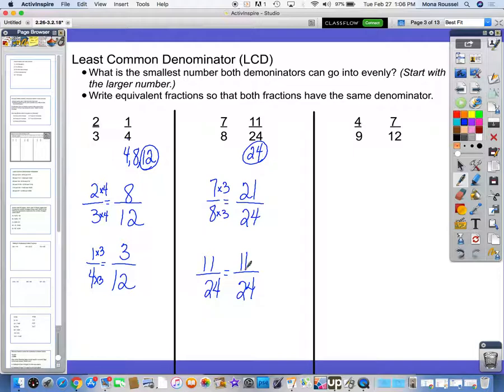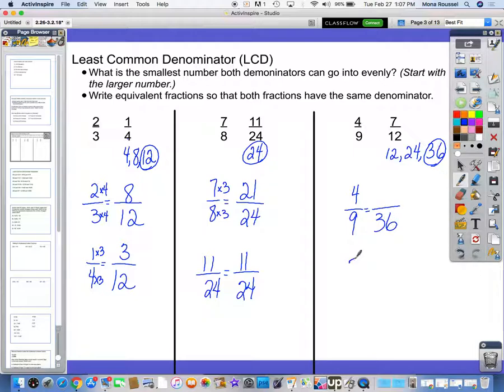In our third example, we have the denominators of 9 and 12. 12 is the higher denominator, so that's the one we're going to start with. It's the larger one. So we list its multiples until we find one that 9 can go into evenly. The first multiple of 12 is 12. 9 cannot go into 12 evenly, so we go to 12 times 2, which is 24. 9 cannot go into 24 evenly, so we go to the next multiple of 12. 12 times 3 is 36. 9 can go into 36 evenly, so we will use the least common denominator of 36.